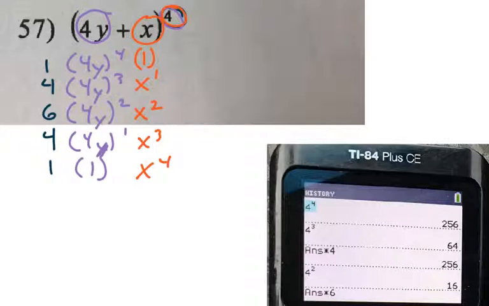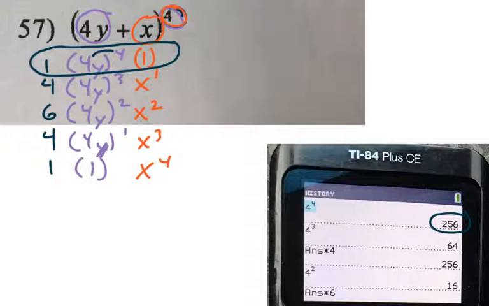Okay guys, I just popped in a picture from my calculator. So finishing up here, note that if I do the first term, I'm going to end up with 4 to the 4. Looking at my calculator, you can see that's 256. So I'm going to end up with 256 y to the 4. Again, x to the 0 is just simply 1, right?